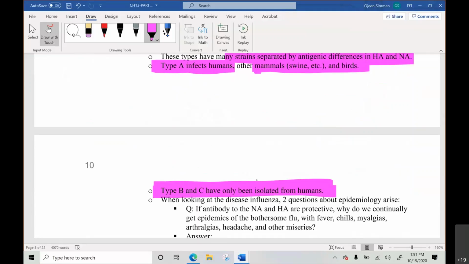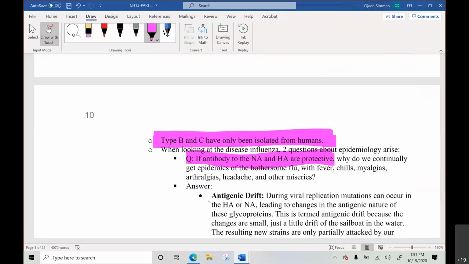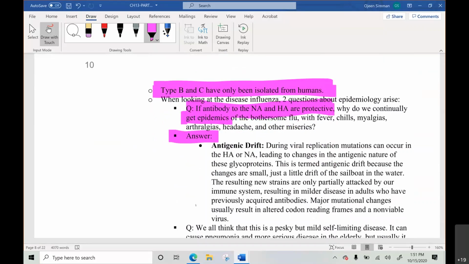So, when we study the influenza disease, there are 2 important questions that we ask ourselves. If antibodies to the NA and HA are protective, if we have antibodies against these 2 glycoproteins, why is it that we always get epidemics from the flu? The answer to that is antigenic drift. So let's see what happens here.